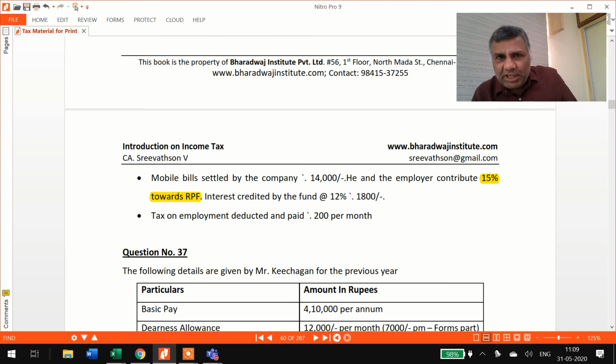Second thing I want to make clear: he as well as the employer contributes 15%, means each of them contributes 15%. It is not 7.5% and 7.5%. Employee's part, forget. Employer's part, 3% excess should be taken. Interest credited by the fund 12%. Tax on employment deducted and paid 200 per month.